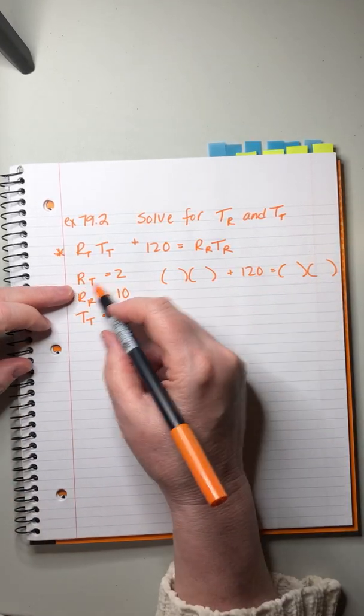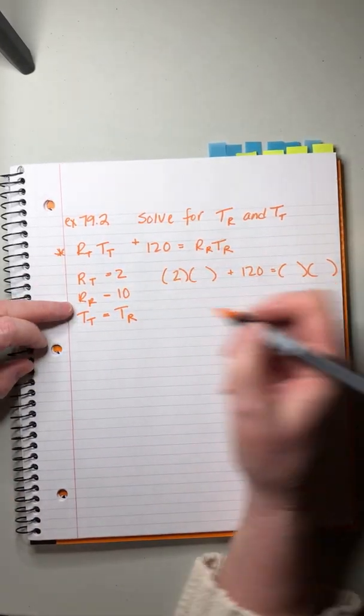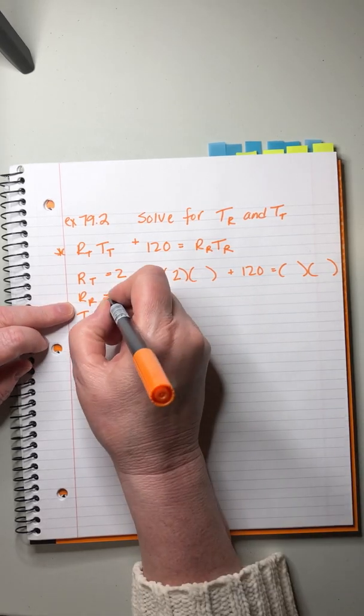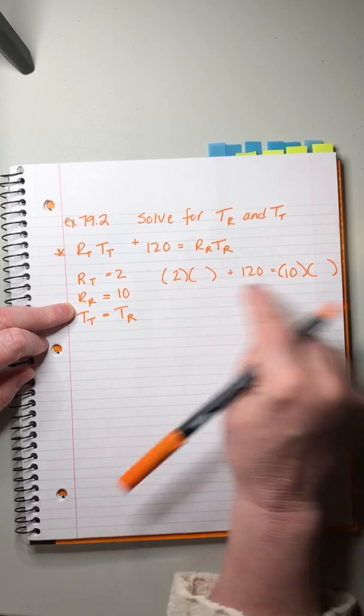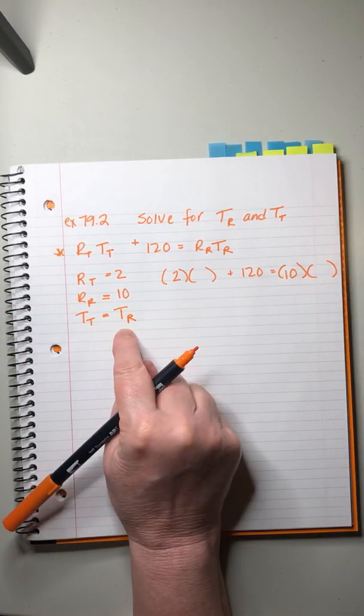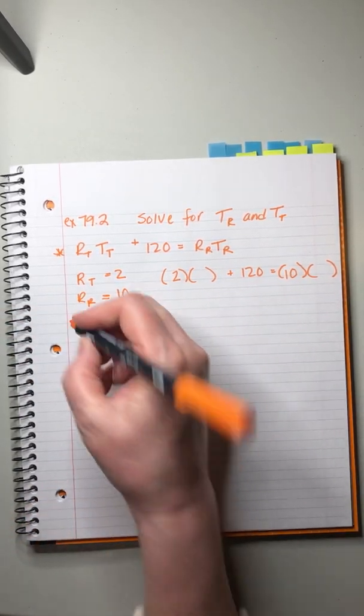Okay, RT is 2. That goes there. Our R is 10. That's an equal sign. That goes there, right? I'm just referring to this to figure out what goes where. TR equals TT. Okay, tip here.